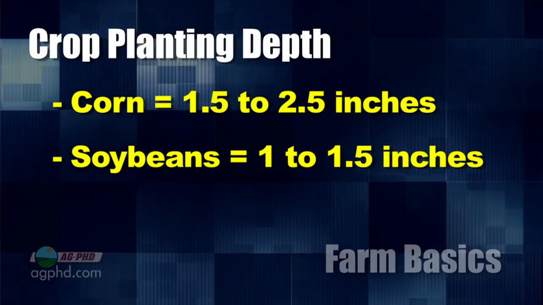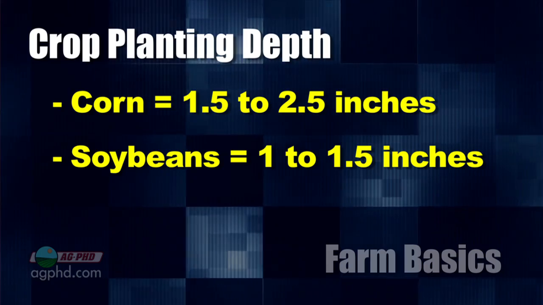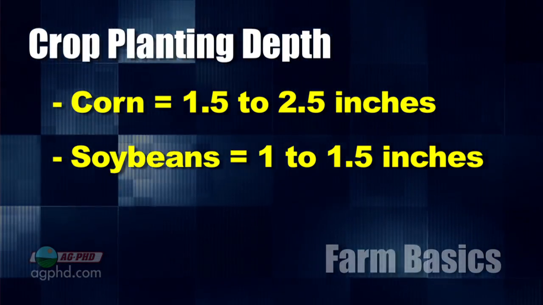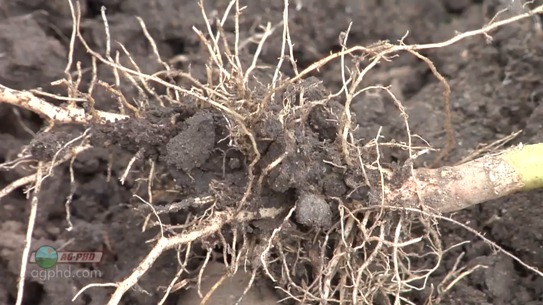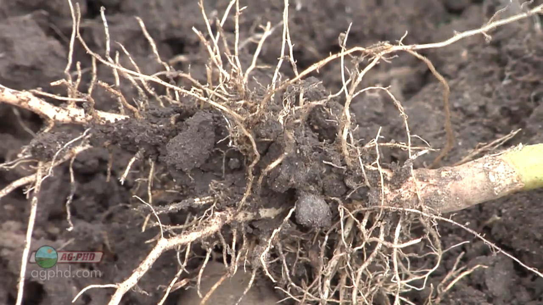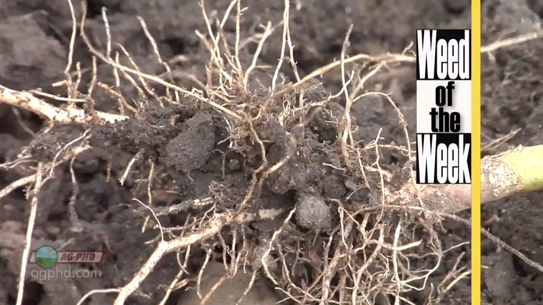Well, once again, it does vary depending on the type of crop you're planting in terms of how deep you want to plant that crop. But again, the ideal depth for corn is 1.5 inches to 2.5 inches, and the ideal depth for soybeans is 1 to 1.5 inches. And unfortunately for all of us, our weed of the week can germinate all over the place. It might be shallow, it might be a little bit deeper. We'll explain what will control it coming up later in the show.